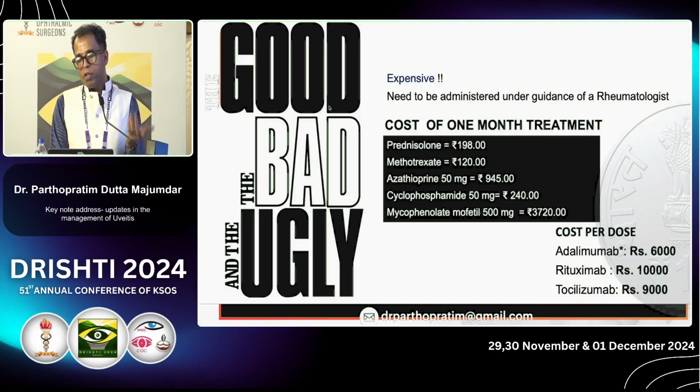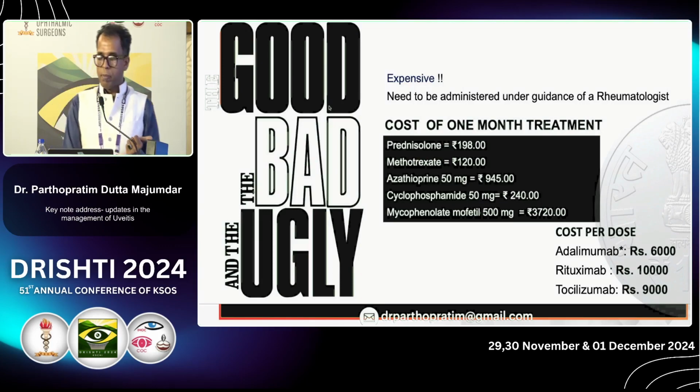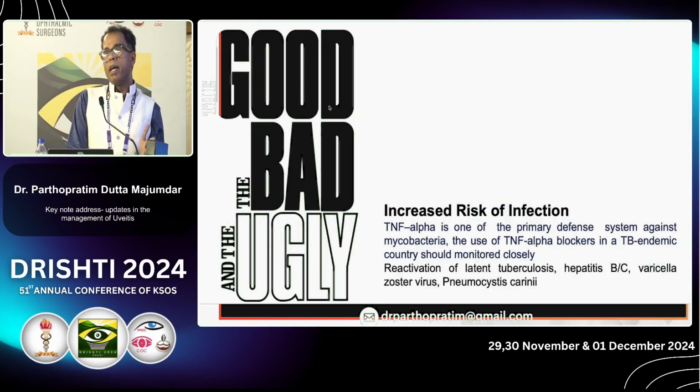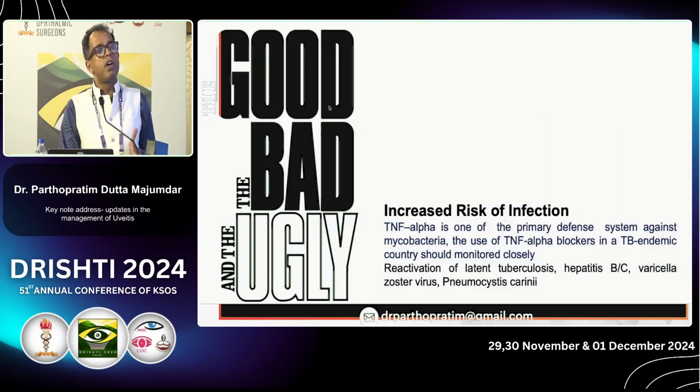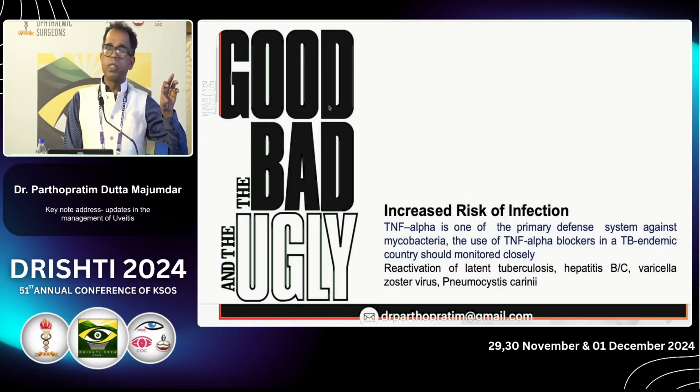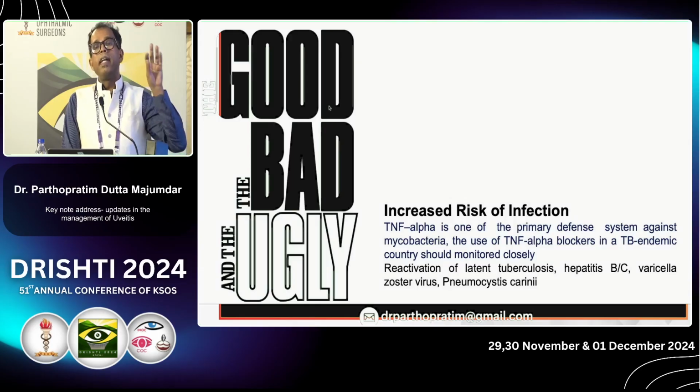Rituximab, which is often considered a gold-line treatment for scleritis also, becomes very expensive. So cost is the bad thing about biologics. The ugly part of biologics is the increased risk of infection. When we talk about the TNF alpha blocker, TNF alpha is a cytokine molecule. What the function of the cytokine molecule is, we are not going to discuss, but one important thing we should remember is that TNF alpha is responsible for safeguarding us against Mycobacterium tuberculosis.